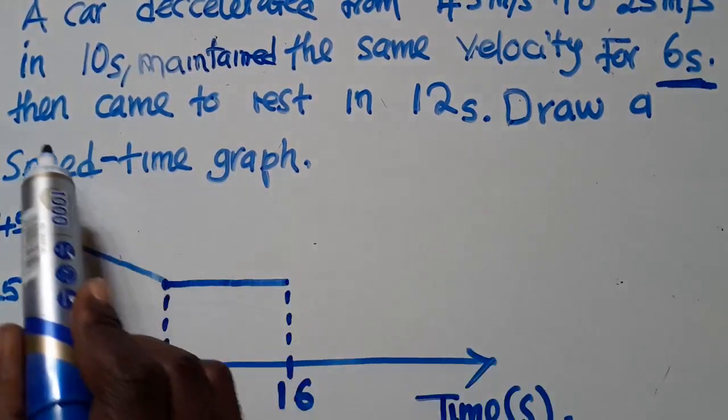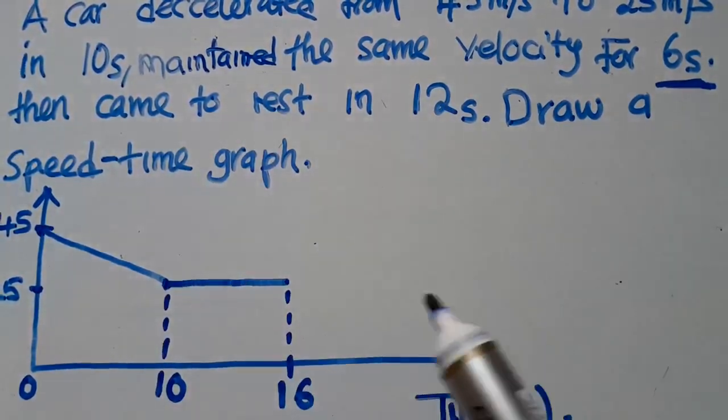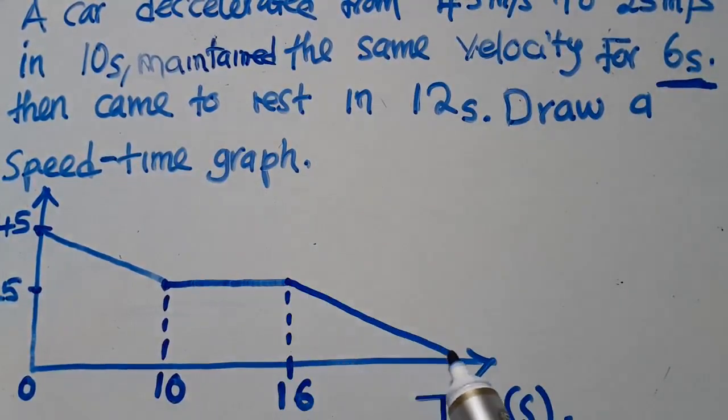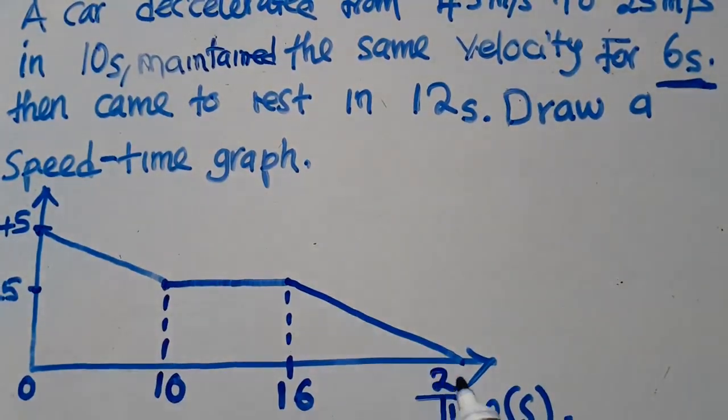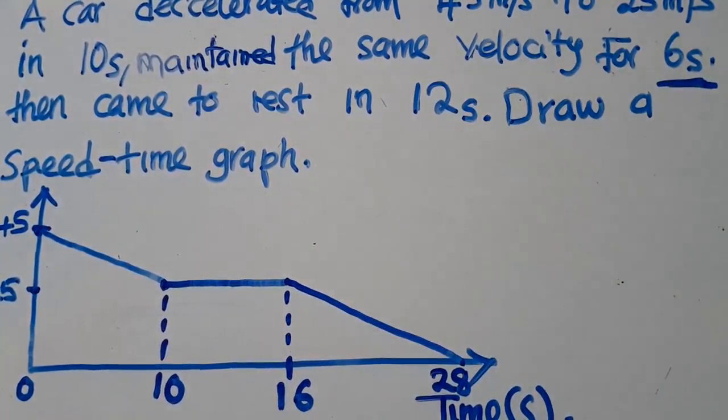From there, it came to rest in 12 seconds. It came to rest like this in 12 seconds, so you add 16 plus 12. You get 28, so you put your 28 there. This is how we've drawn that. This is how you need to draw a speed time graph. These are the steps that you need to understand.